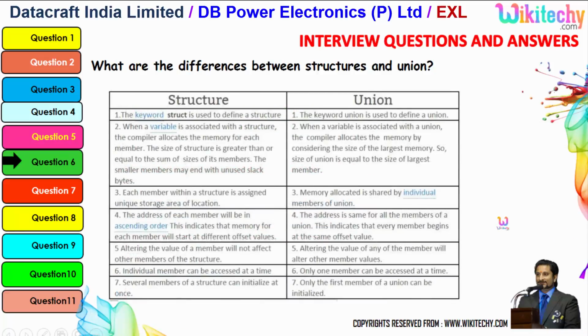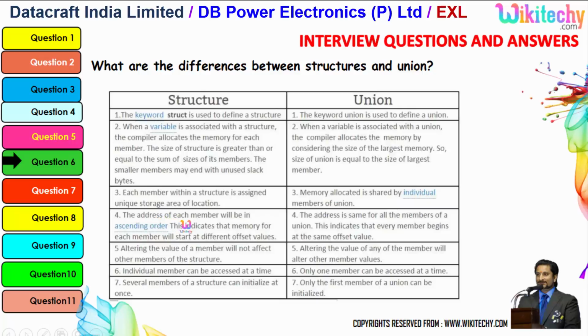So here are the quick definitions between structure and union. The keyword struct is used for a structure, the keyword union is used for a union. The size of the structure is greater than or equal to the sum of the sizes of its members. Over here, the size of the largest member is considered, so the size of a union is equal to the size of the largest member. Each member within a structure is assigned a unique storage location. The memory allocated is shared by the individual members of a union.